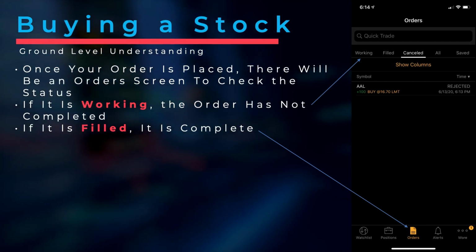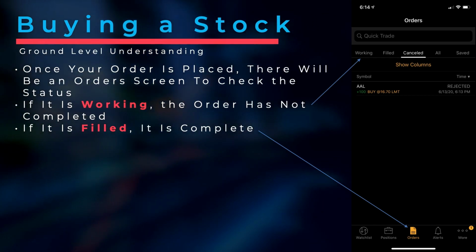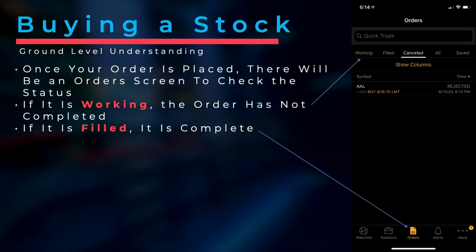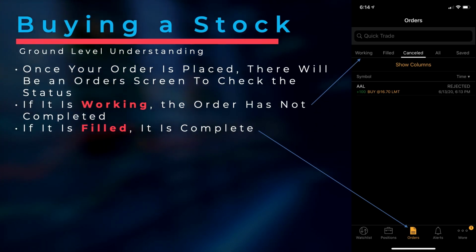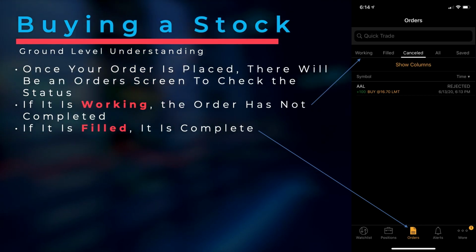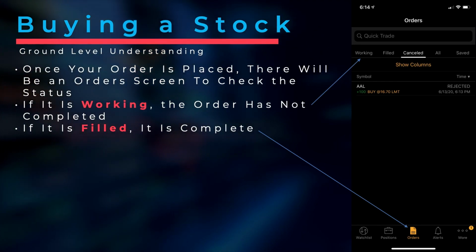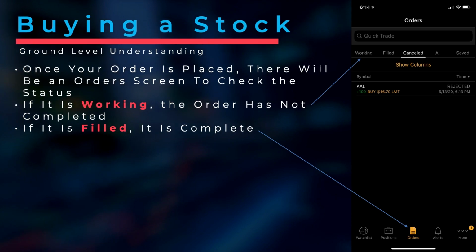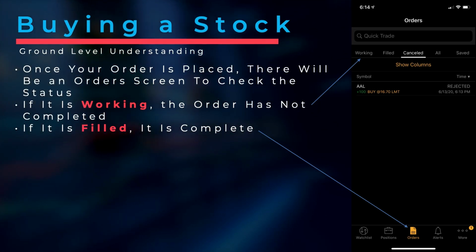Now, if the order is working and you change your mind and you want to get out of it, you can click into the order. You just touch it. It'll take you into the order itself, or you can cancel it, or you can adjust your price. You can do all of that until the order becomes filled. Sometimes people will put in a limit order thinking they're going to get a price, and they don't. So you can adjust it from inside of that order to change your price.